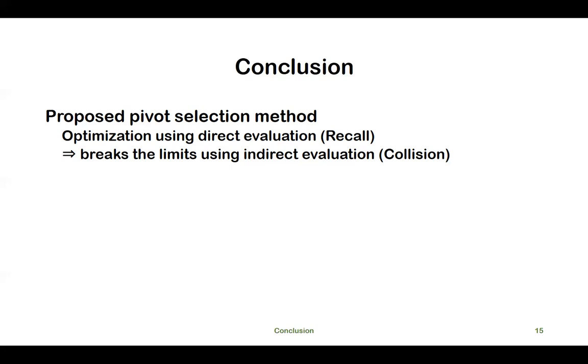In this paper, we proposed a high-performance pivot selection method using a direct evaluation function that breaks the limits of optimization by an indirect evaluation function. Using narrow sketches designed by the proposed method, we have succeeded in further speeding up the search.